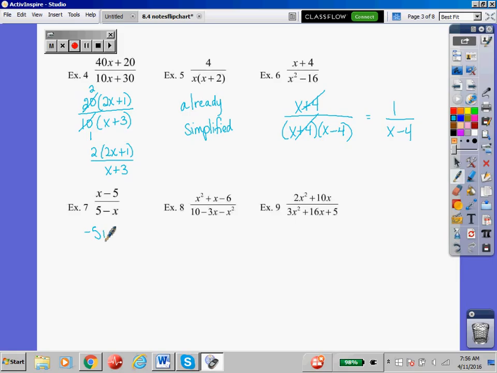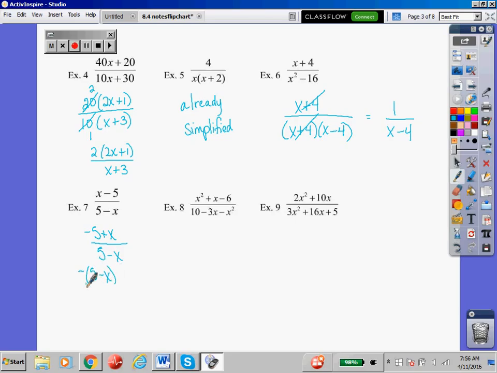In the numerator, what I'm going to do is use the commutative property. And the commutative property back in Algebra 1 said if I have a plus b, I can change it to b plus a. I can switch the order. 3 plus 5 is the same as 5 plus 3. So x minus 5 is the same as negative 5 plus x. Okay, that's true.